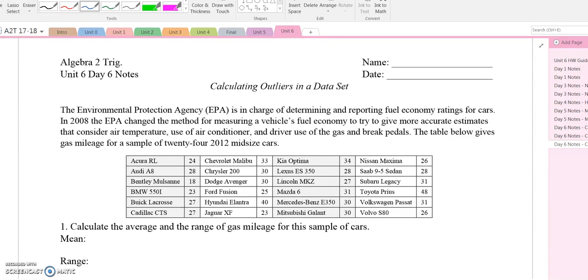Today we're going to be talking about outliers and how to calculate them algebraically instead of just guessing whether they're outliers or not. Remember, outliers are the really high and really low numbers that don't really seem to fit with the rest of the data.